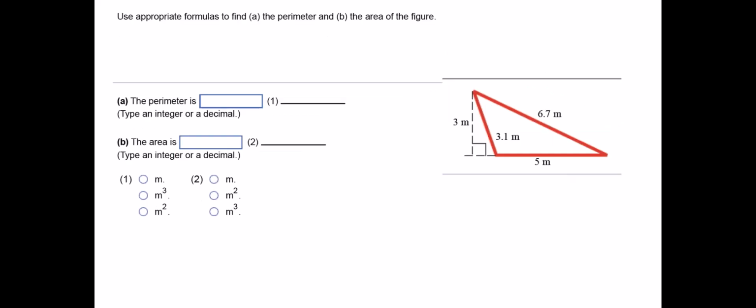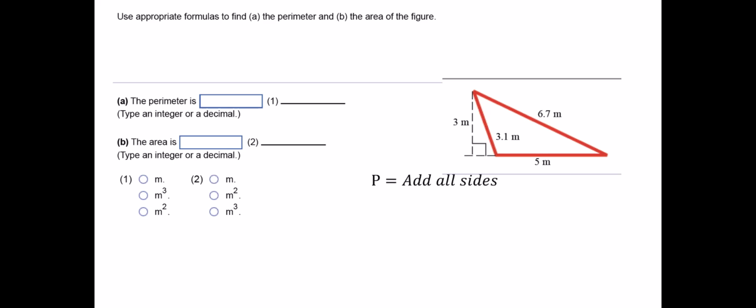I want you to try this one by yourself. Pause the video, do it, and then press play for us to work it together. All right, let's see how you did. Use the appropriate formulas to find A, the perimeter, and B, the area.